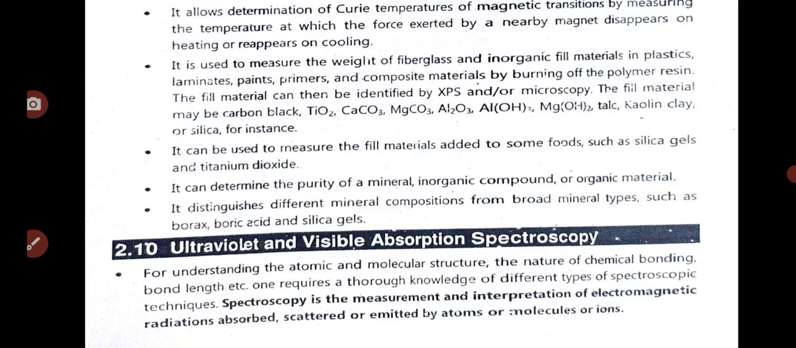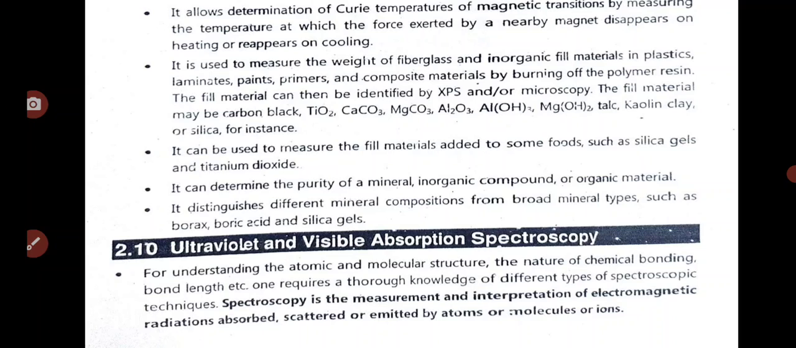So the next point is spectroscopy, which is considered as ultraviolet and visible absorption spectroscopy. For understanding the atomic and molecular structure, the nature of chemical bonding, bond length, etc., we require knowledge of different types of spectroscopic techniques.